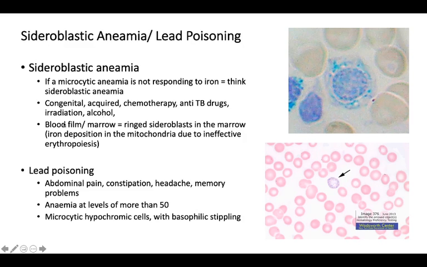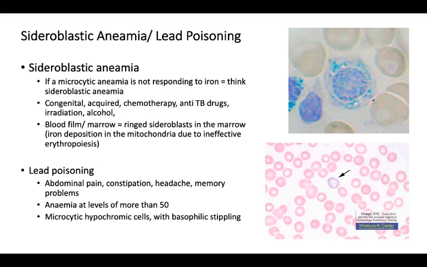And then we have lead poisoning. Lead poisoning usually in patients presents with abdominal pain, constipation, headache, memory problems, so it's quite vague. But anemia only starts occurring when the level of the lead rises more than 50. So it's not always there, but it can be.